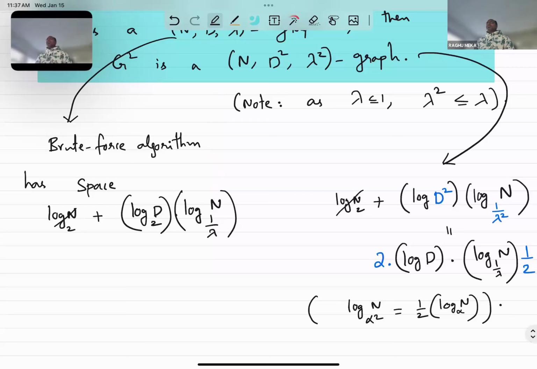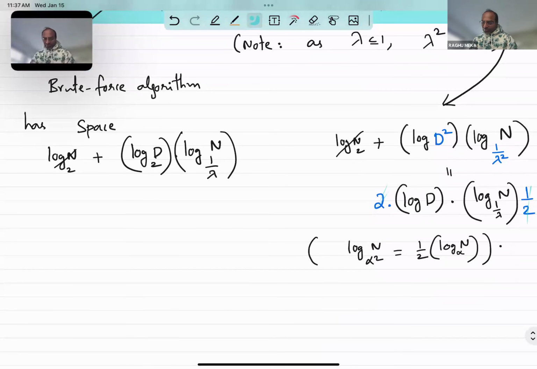And for any alpha, this is 2. Log n of alpha squared is exactly half of log n base alpha. Okay, so that means that these two things cancel out and we gain nothing. So this is much ado about nothing.